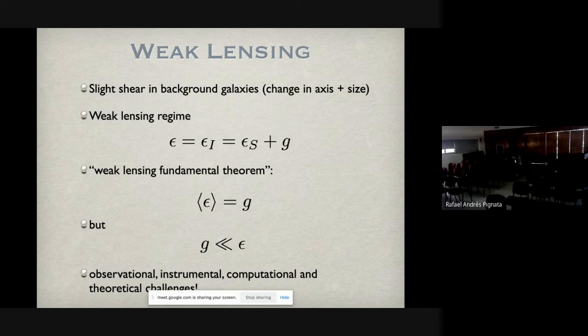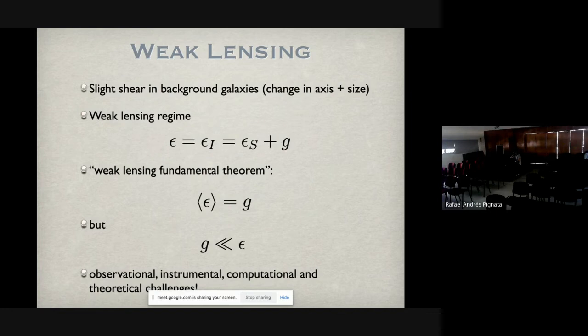So that's the key. But the problem is that the value of the shear is much smaller than the intrinsic ellipticity. So with the noise in this data, the uncertainty in the average will be large. That's the problem. You have some statistical quantity. You know that the average is g, but you have the uncertainty in the average, which normally is larger than that. So that's one of the difficulties.